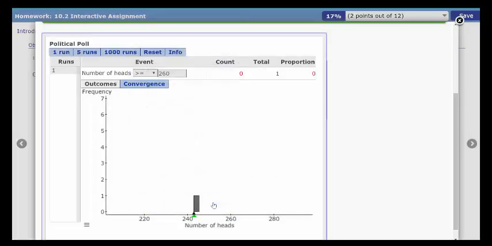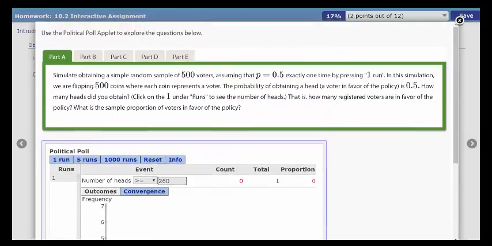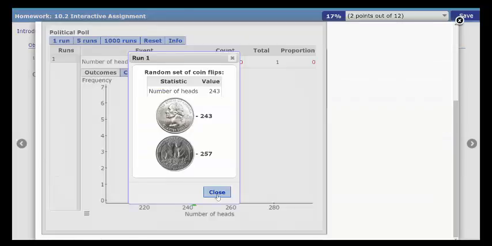So let me close this one, and this is the question. Part A: simulate obtaining a simple random sample of 500 voters, assuming that p is 0.5, exactly one time by pressing one run. That's what I did. In this simulation, we are flipping 500 coins where each coin represents a voter. The probability of obtaining a head is 0.5, and the probability of obtaining a tail is also 0.5. So how many registered voters are in favor of the policy? I just showed you: it's 243.